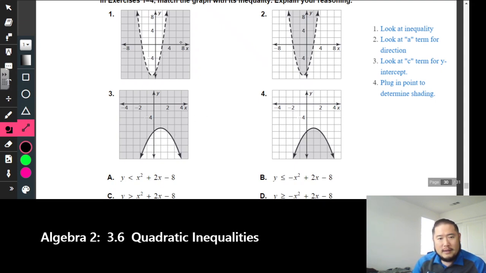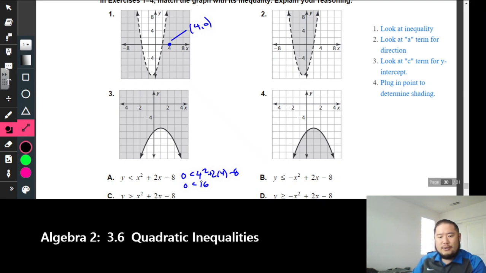So I'm going to pick a point. Let's pick an easy one. That one right there happens to be at 4, 0. And let's plug it into our inequality. So we'll have, because y is 0, 0 is less than 4 squared plus 2 times 4 minus 8. So it looks like 0 is less than 16, that's 8 minus 8, that'll leave us with 16. So 0 is less than 16. That right there sounds like a true statement to me.